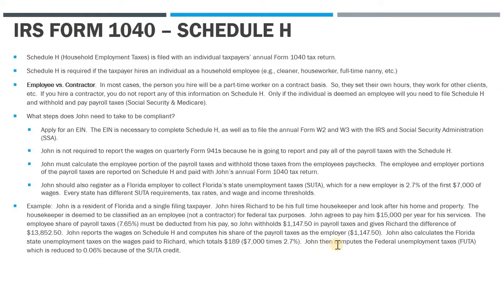Then John also computes FUTA. So the federal government has unemployment taxes. The FUTA tax rate is reduced. In effect, you get a credit. So it's reduced to 0.06% if you also paid state unemployment taxes, and in this case, John did, to Florida. So there is a SUTA credit there, and the net amount is going to be 0.06% times the $7,000. Okay, so that's the fact pattern we've got in front of us.